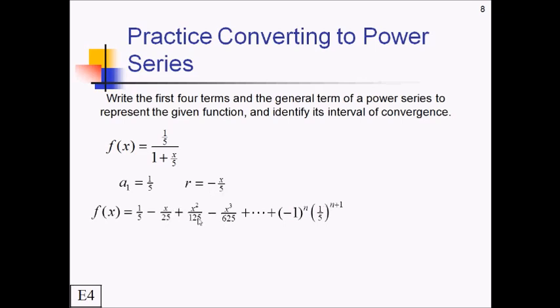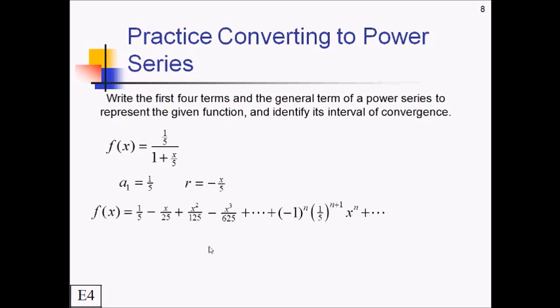Finally, I need the x. Now, since the first term does not have an x in it, I want x to the 0 to be my first x. So I'm going to write this here as x to the n. And then again, don't forget the plus ... because it's an infinite series.